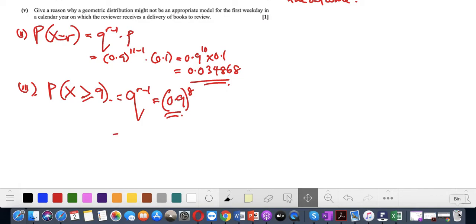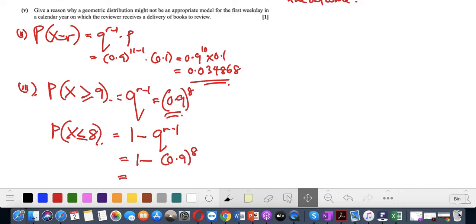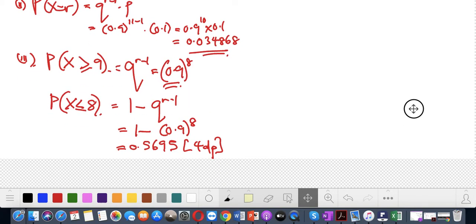So now we go to the question, which is reviewing all the way from 1 to 8. The complement, 1 minus q to the power of 8, will give you your answer: 1 minus 0.9 to the power of 8, which is 0.5695, to 2 decimal places. Next question.